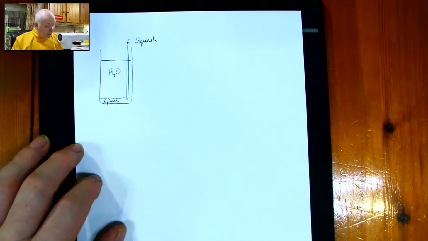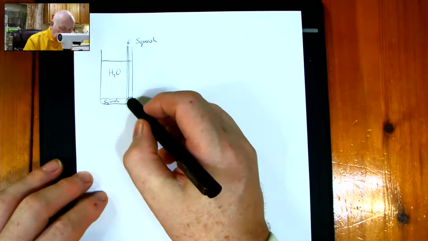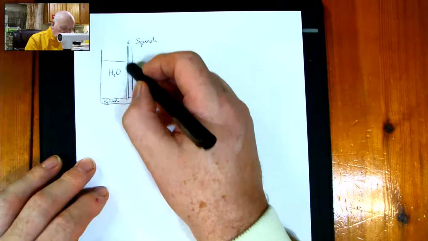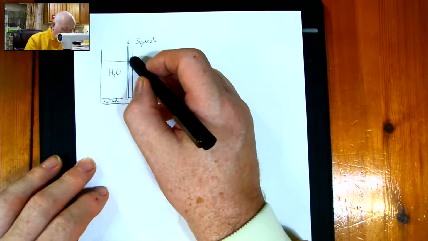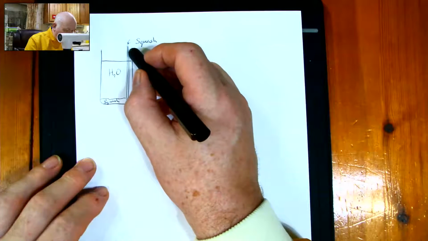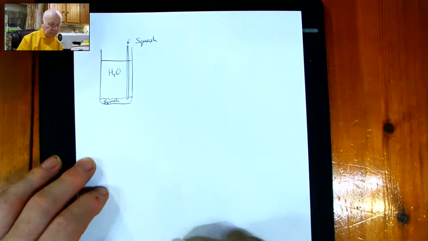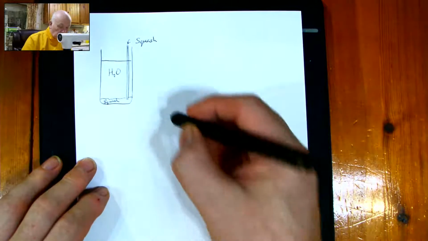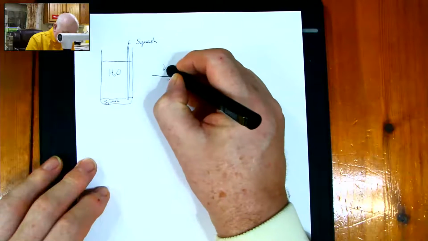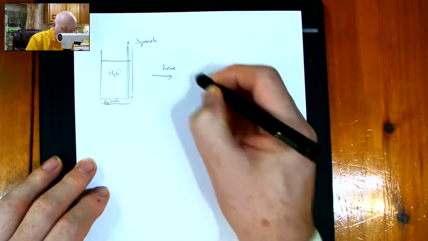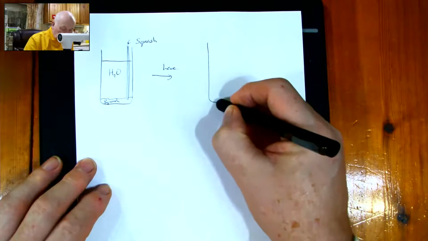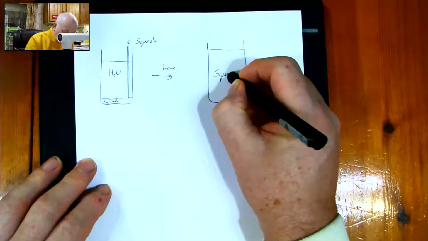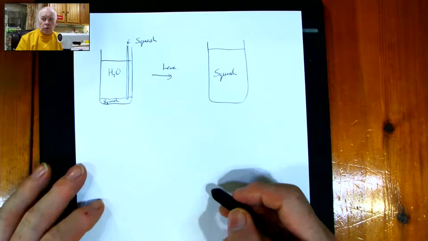You can do this carefully yourself as an experiment, and it works quite well. Either you can use a tube, or sometimes you can actually just pour it very carefully down the side. And we end up with some water and some squash. But if we leave this for a while, we typically get just a glass of squash.